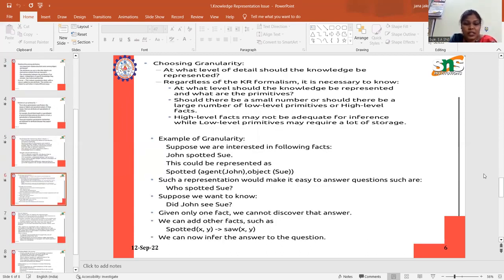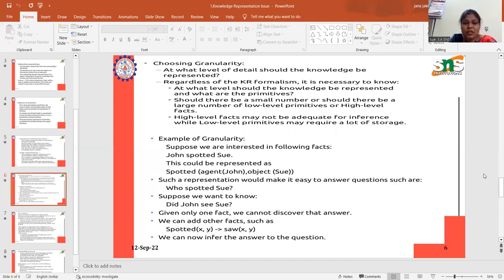Choosing granularity. At what level of detail should the knowledge be represented? Regardless of the KR formalism, it is necessary to know at what level the knowledge should be represented and what the primitives are. Should there be a small number or a large number of low level primitives or high level facts? High level facts may not be adequate for inference, while low level primitives may require a lot of storage. Example of granularity.